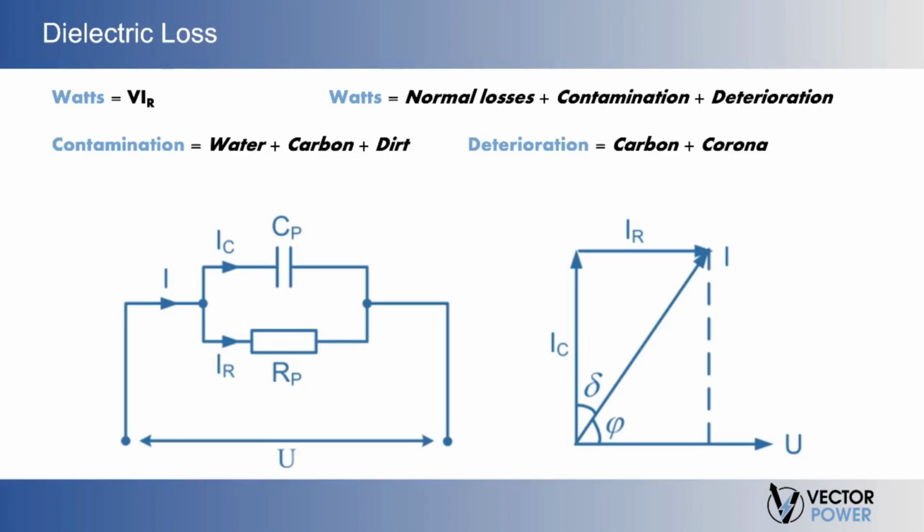Now, let's review dielectric loss and what might cause dielectric losses of a material to change during its life. Dielectric loss is the time rate at which electric energy is transformed into heat in a dielectric when it is subjected to an electric field. The heat generated is given in terms of watts. Over time and aging, contamination and deterioration add to the normal losses of a material.